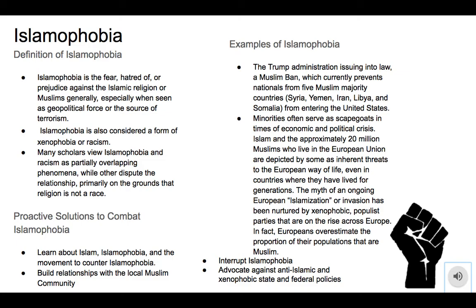And then lastly, obviously, advocating against anti-Islamic and xenophobic state and federal policies like the one Trump recently put into law. That is a great way to make sure you're combating Islamophobia.